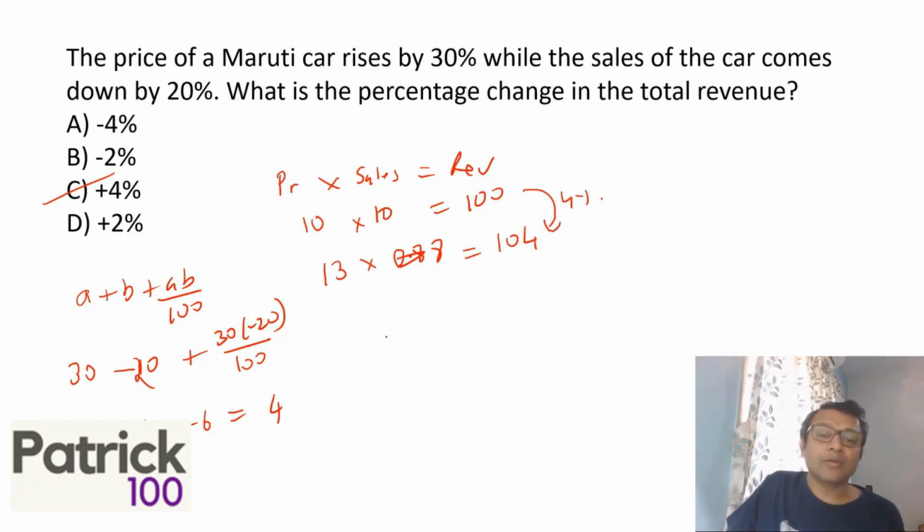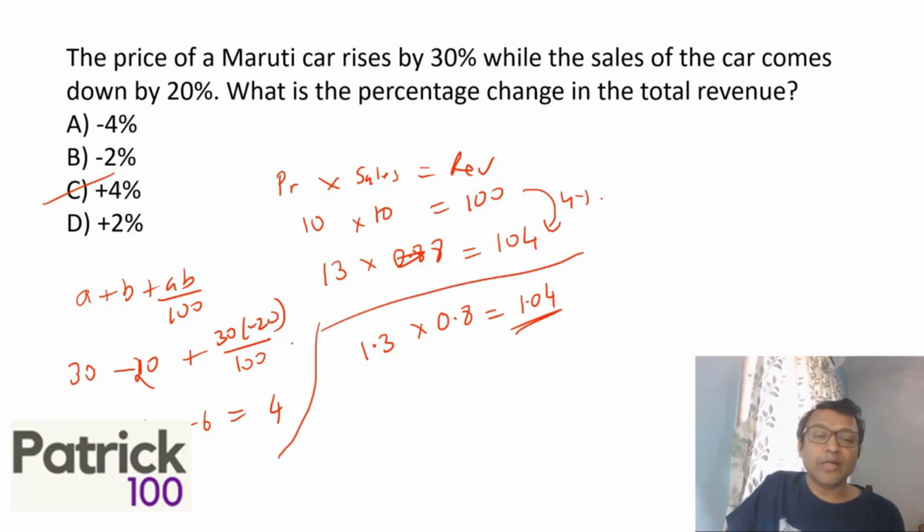Another way of solving: 30% increase means 1.3 times. 20% decrease is 0.8 times. That becomes 1.04, again a 4% increase. So any way you solve, you can assume price is 10, sales is 10 and get the answer. You can use the compounding formula and get the answer, or you can look at alternate ways of solving, and try to understand them. It helps.